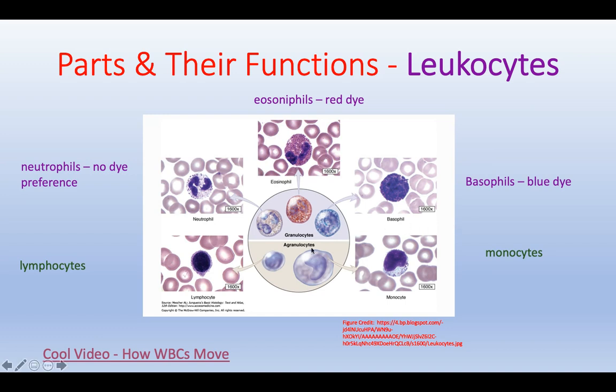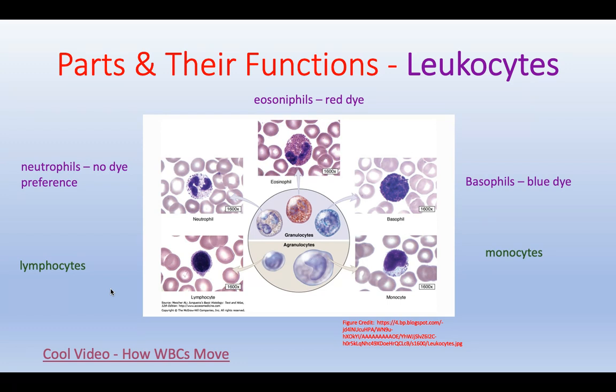The agranulocytes, the lymphocytes and the monocytes, are very important cells in our immune systems. Monocytes will go on to become macrophages, and the lymphocytes go on to become B cells and T cells. The B cells, of course, produce antibodies, and T cells are really important in cell-mediated immunity.